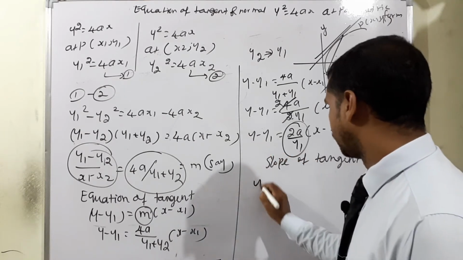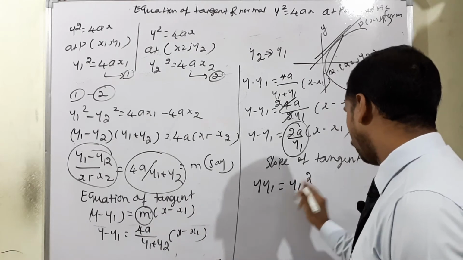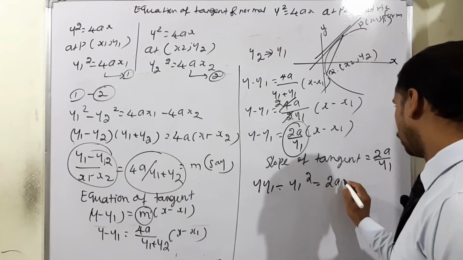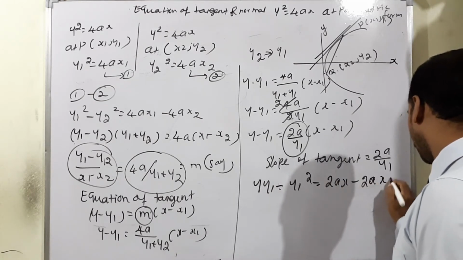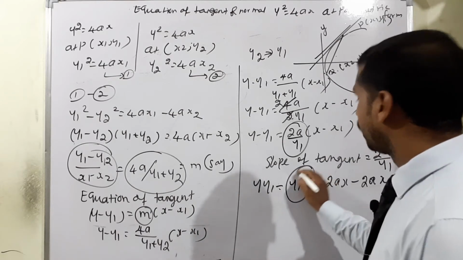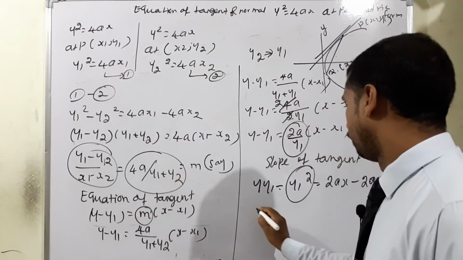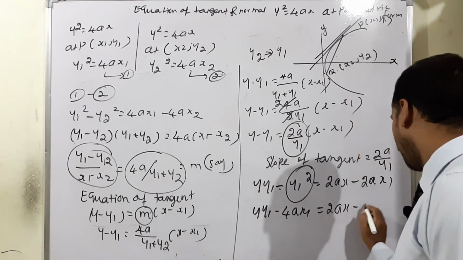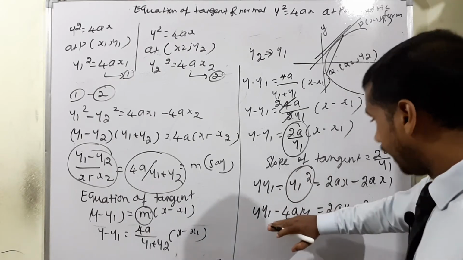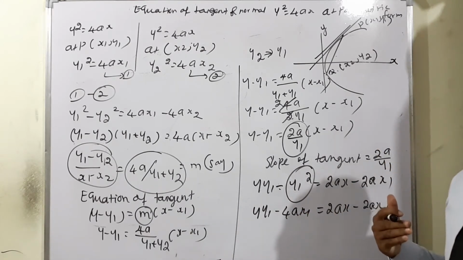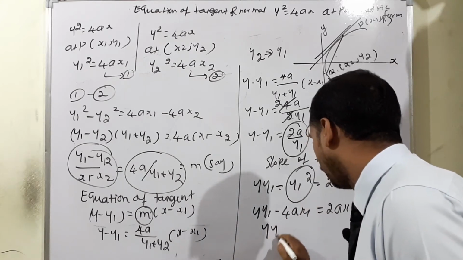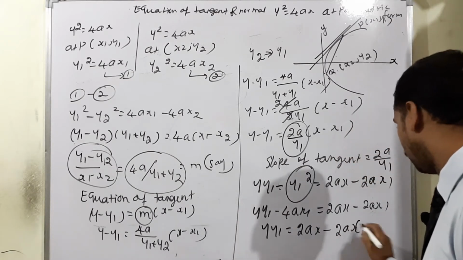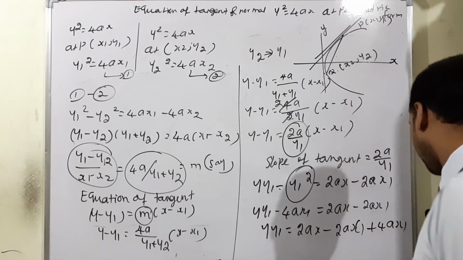Now cross multiply, means y minus y1 into y1 means y1 square is equal to 2ax minus 2ax1, isn't it? Already we know the meaning of y1 square, 4ax1. Therefore y1 y minus 4ax1 is equal to 2ax minus 2ax1. Again negative 4ax1 bring to the opposite side means positive 4ax1. So y1 y is equal to 2ax minus 2ax1 plus 4ax1.